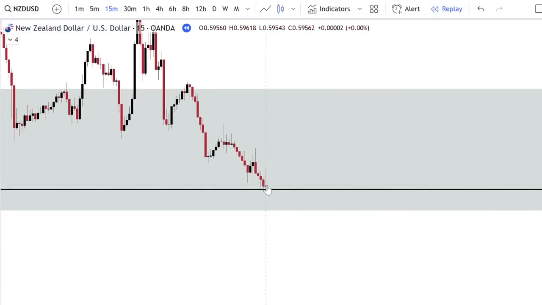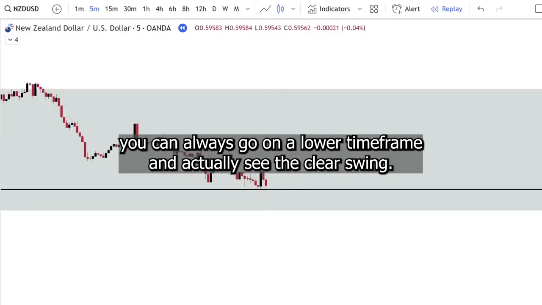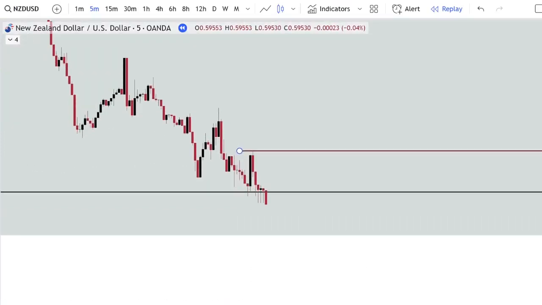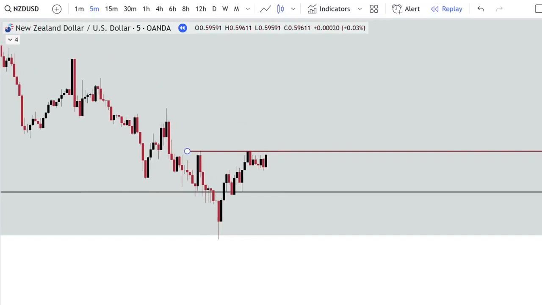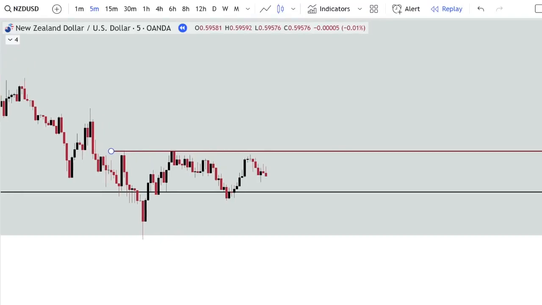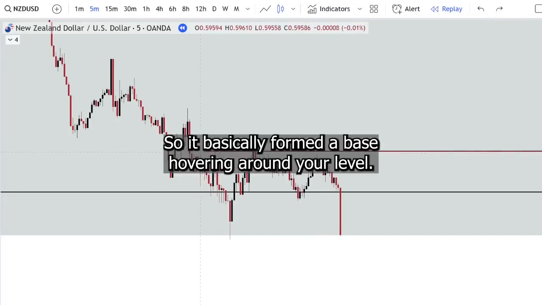So here you have your initial contact, and this is your rejection. Even though it's a wick, you can always go on a lower time frame and actually see the clear swing. So now what you want to do is you want to draw your rejection level right here. And look at price rejecting from this level. Price rejected from this level once, twice, 3 times. So it basically formed a base hovering around your level.